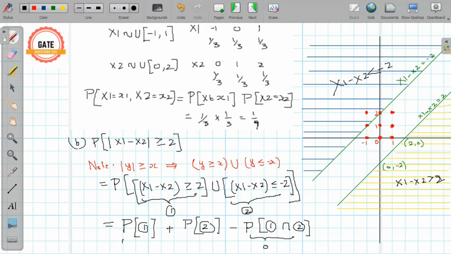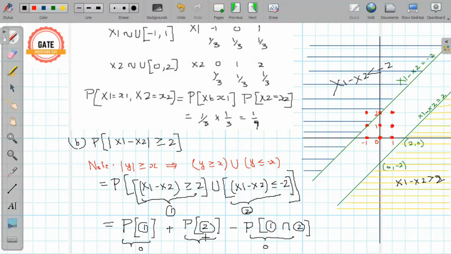And the probability of region 1 will be equal to the sum of all the joint probabilities that are lying in region 1. Region 1 is this yellow region plus this infinite line. As you can see, out of these 9 points, no point is lying in region 1. So this probability is also 0.